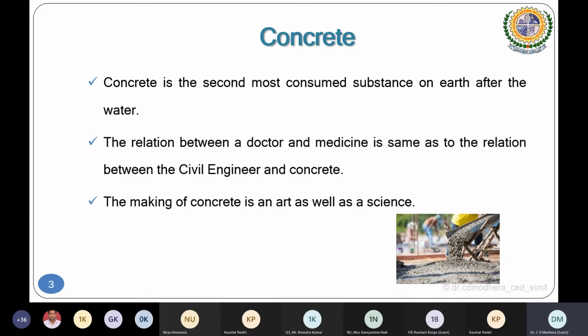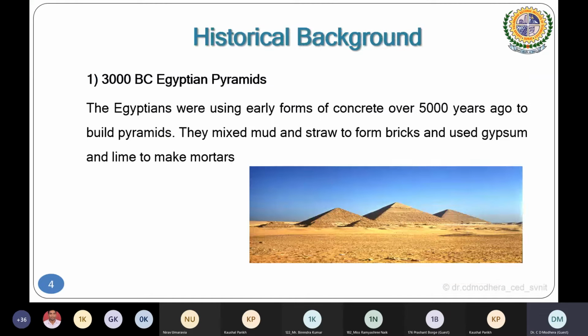So basically this is very preliminary. Now, historical development: so far as it was basically invented, you can even look at the Egyptian pyramid, that is 3000 BC. They mixed mud and straw to form bricks at that time, and used gypsum and lime to make mortar.